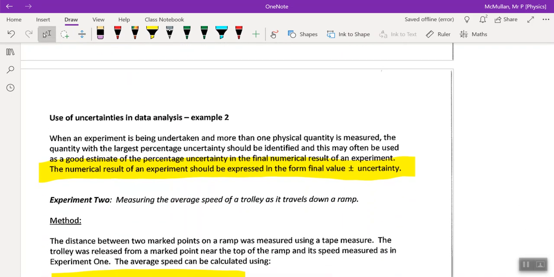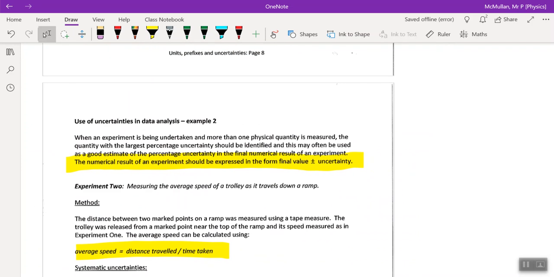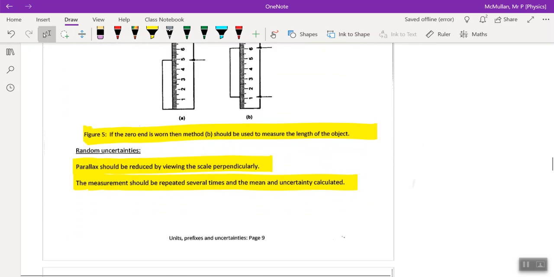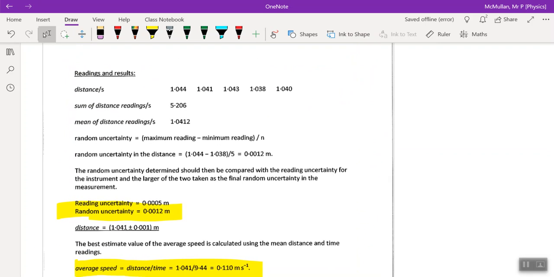There are some other experiments here that I'm going to let you read through on your own because it's sort of repetitive of how to apply these rules. This booklet will be pasted into Firefly, and obviously you can watch this video as many times as you need. I would focus on the table and how to use the values.